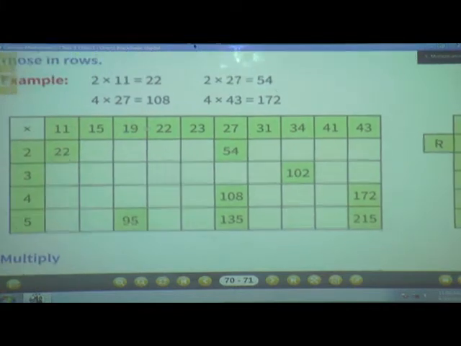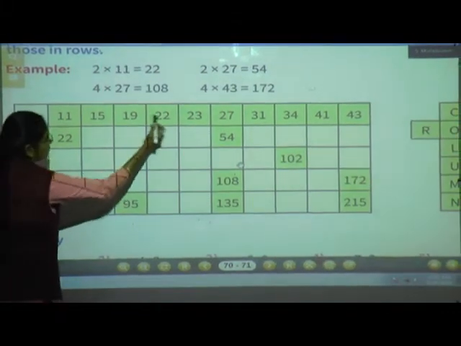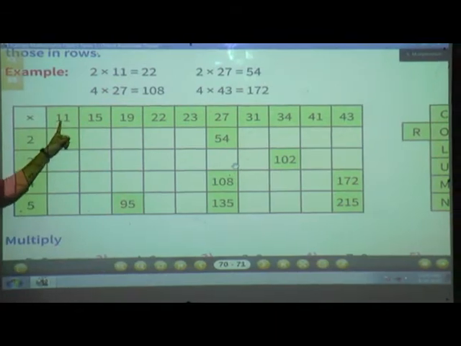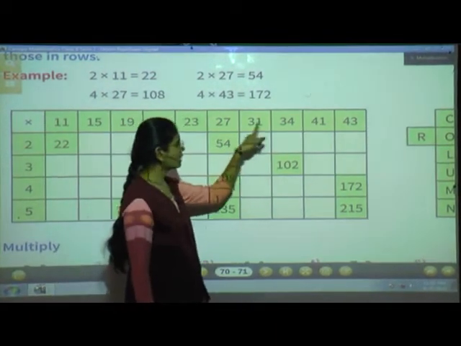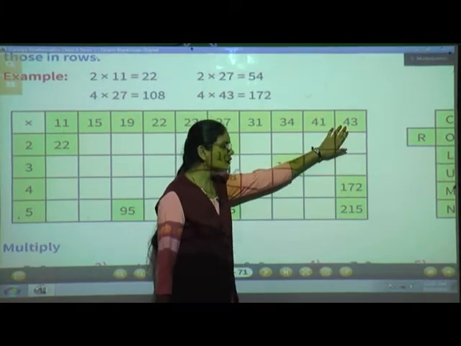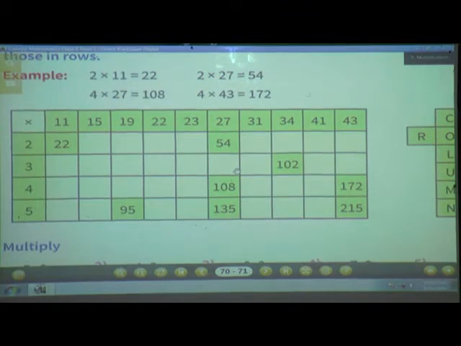How to complete this table? Here you can see this is the symbol of multiplication. Now see this row: 11, 15, 19, 22, 23, 27, 31, 34, 41, 43. Means randomly they are given some numbers in the row.